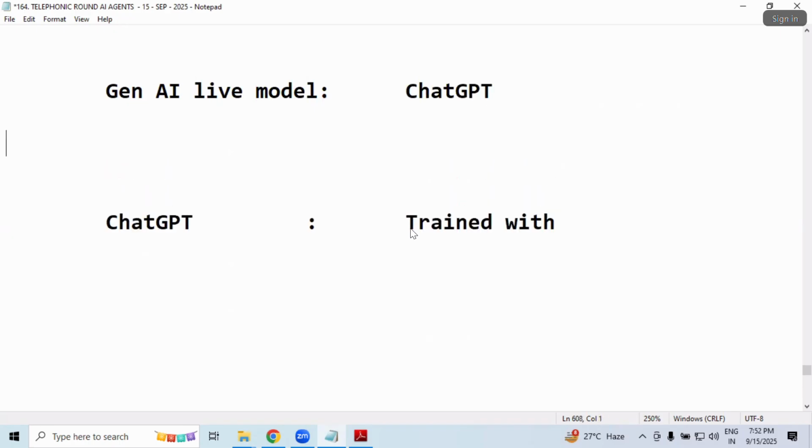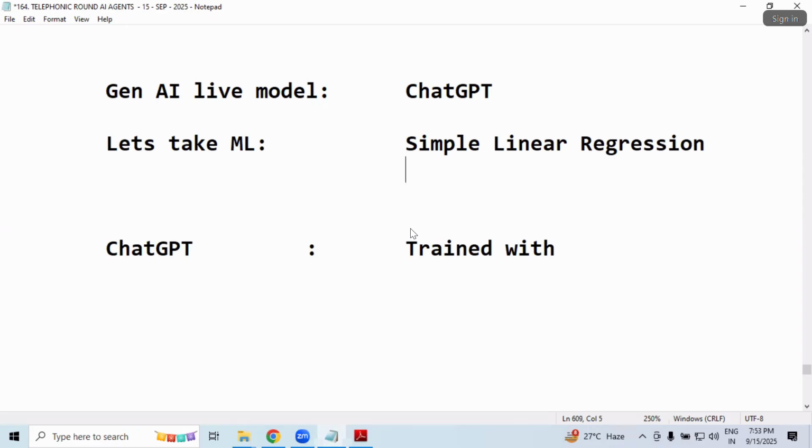Let us take ML, simple linear regression. The data set that I have given is home prices.csv. On an average, some 5 rows. How many rows? Okay, 5 rows. Very good, sir, you still remember the number of rows. This one is the area, and this one is the price.